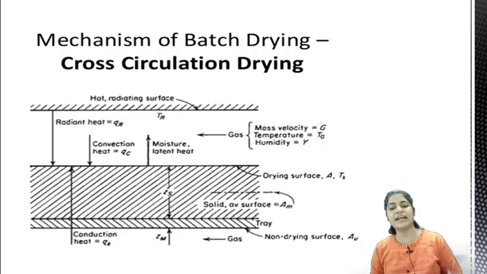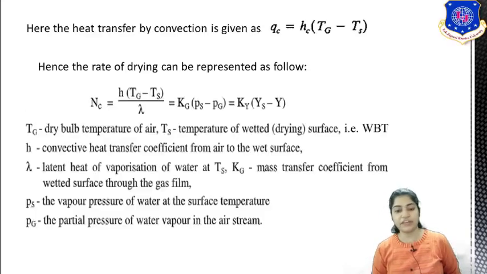The gas has a mass velocity G, with units in kg per second. It has some dry bulb temperature and humidity. The drying surface has area A, and its temperature is Ts, which would be the wet bulb temperature. We will study this further. This is how you will start your derivation.